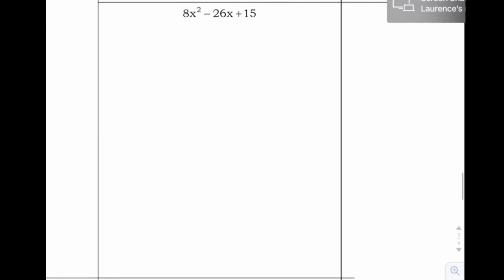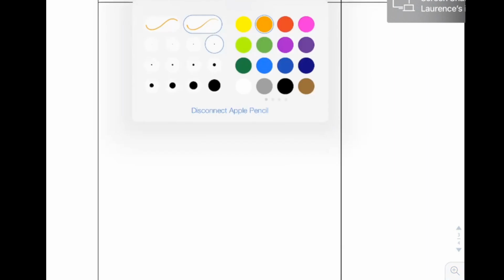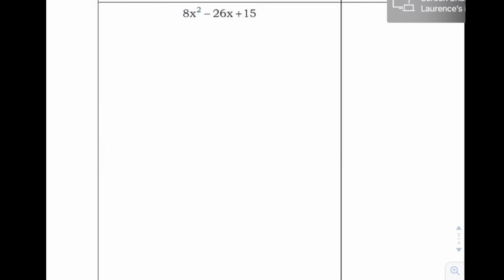Okay, this one. Oh, you should try this one yourself. You should pause the video, try it yourself, and then come back. If you're coming back for a hint, here's the first hint. 8x squared. Is it going to be 8x times x? Is it going to be 4x times 2x? We don't know. You just have to try. You try one, and if it doesn't work, you try the other.